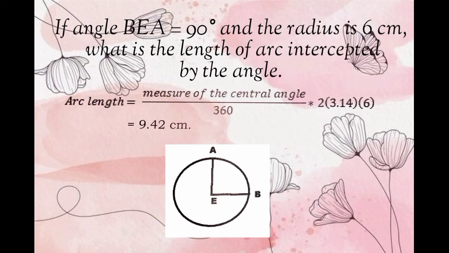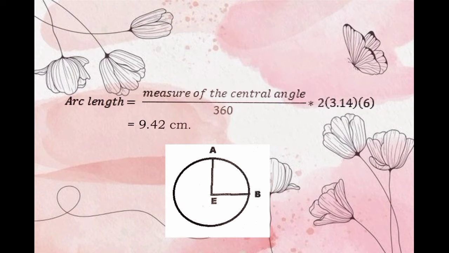If angle BEA equals 90 degrees and the radius is 6 cm, what is the length of the arc intercepted by the angle? Arc length is the measure of the central angle over 360 times 2 times 3.14 times 6, which is equal to 9.42 cm.